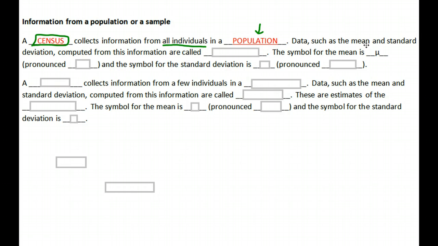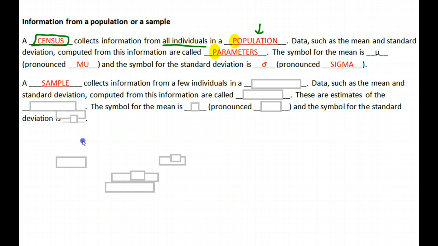Continuing on, data such as the mean and standard deviation computed from this information are called parameters. Easier to remember because of the fact that parameter starts with a P, as does population. So the mean and standard deviation that we find of an entire population, they're going to be called parameters. The symbol for the mean is the little U-shaped thing with a tail, and we pronounce that mu. And the symbol for the standard deviation is the little O with a tail, which we pronounce sigma. So these are both Greek letters. Mu and sigma, it represents the mean and the standard deviation.